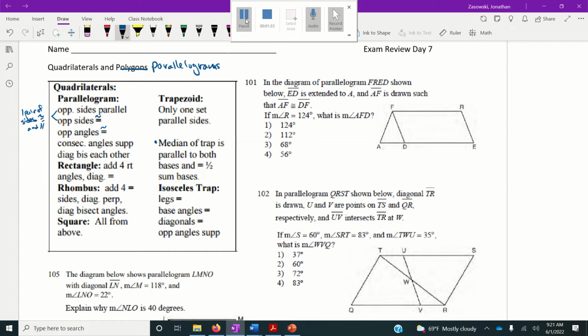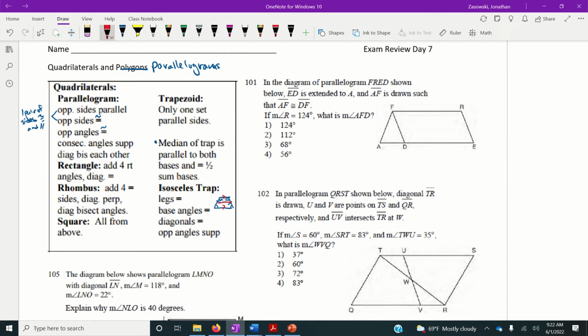If it's an isosceles trapezoid, the legs, we'll draw ourselves a little picture here, the 2 non-parallel sides, are going to be equal. And the base angles, which are the angles at the bottom and the top here, are going to be equal to each other. All right? And these 2 sides, which are parallel, are referred to as the bases. So if you draw a line from the midpoint, which is right in the middle, this is the median, and this line is the average of the top and the bottom. And that's what we talked about yesterday.